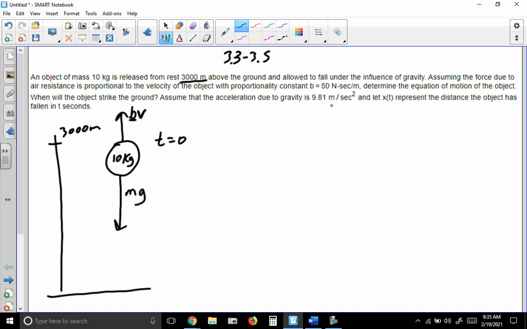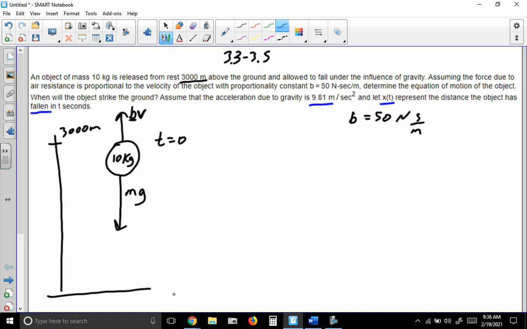Now they give us that b is 50 newtons second per meter. Notice if you multiply that times a velocity, which is going to be meters per second, the meters and the seconds would cancel, and that would leave you newtons, which is a force. Also, they tell us to use 9.81 meters per second squared for gravity. And they say let x of t represent the distance the object has fallen.